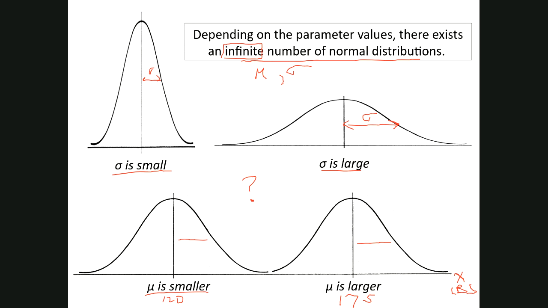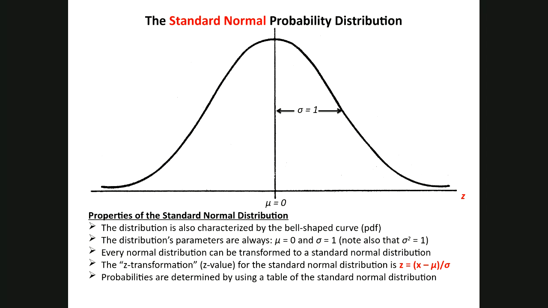So here's the result. There's what we are going to call a transformation, and we're going to transform any normal distribution into what's called a standard normal distribution. The standard normal distribution still has that bell-shaped curve, but the mean is always 0, and the standard deviation is always 1. The mean is 0 and the standard deviation is 1.